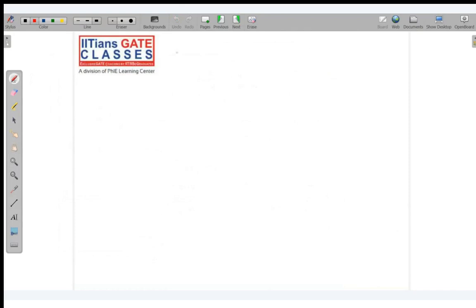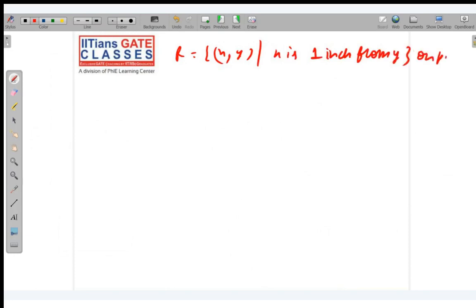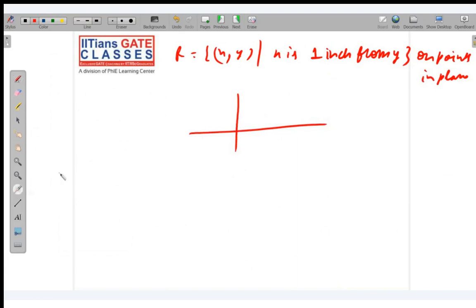Next is R equal to (x, y) such that x is 1 inch from y, on points in plane. So we have a plane like the xy plane. You can consider it as the positive xy plane. You have taken points like this. Which points are related? When can I say this point is related to this? This point will be related to this when the distance between them is 1 inch.